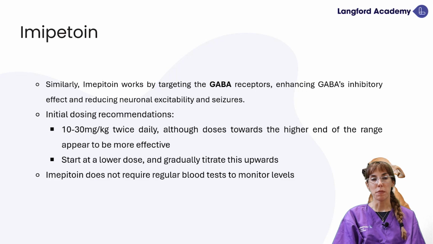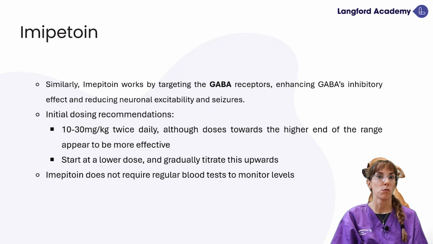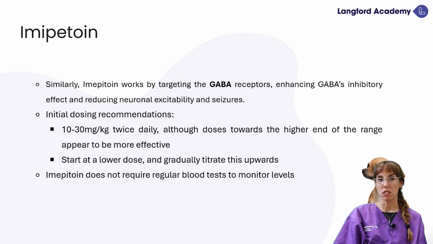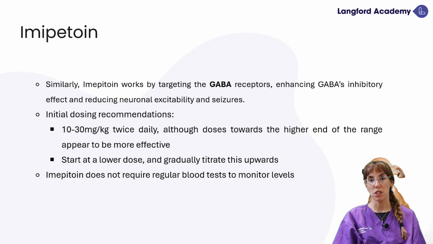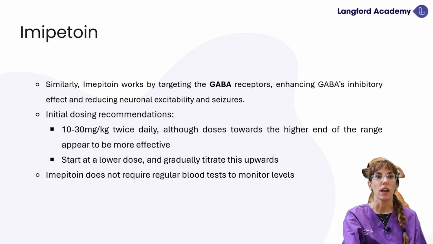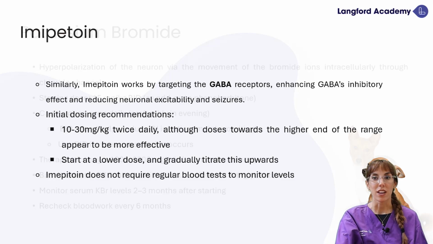You can mix imepitoin and pheno, even though they work very similarly. So if you start with imepitoin, for example, and you find that you've reached your maximum dose and the dog's still seizuring, you can actually go on to adding phenobarbital on top, or you could potentially try phenobarbital instead, depending on the case, particularly, okay?